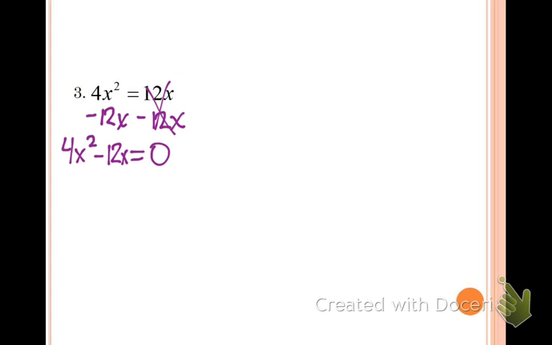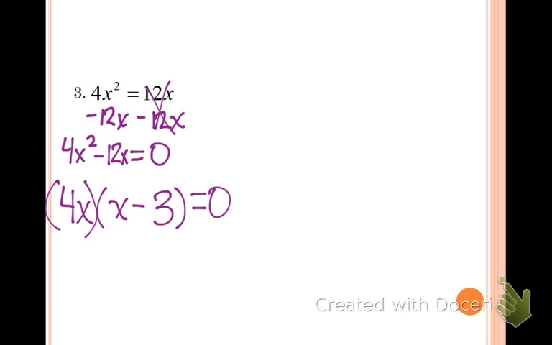Now on this one, when I go to factor, there is not a c, or c is equal to 0. So what do I check for? A GCF. What is my GCF? 4x. Wonderful. What do I get when I factor out a 4x? X minus 3.